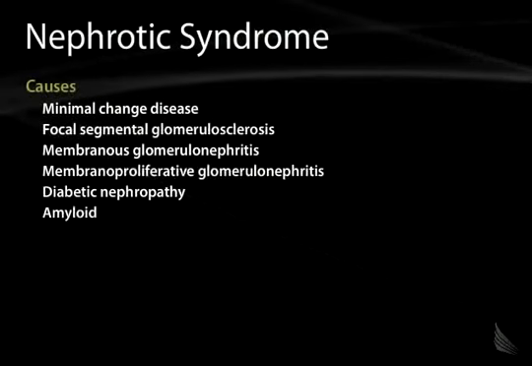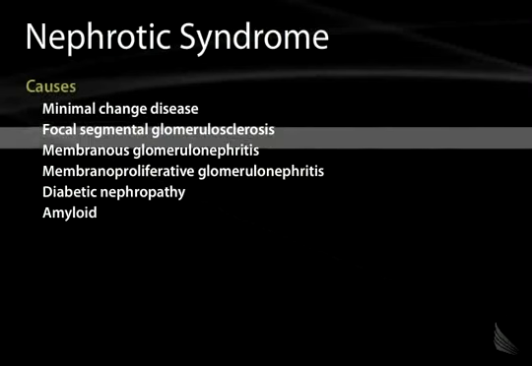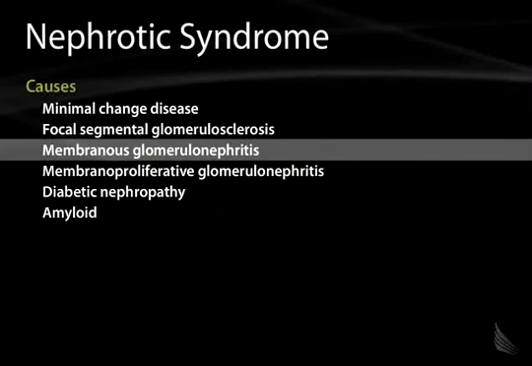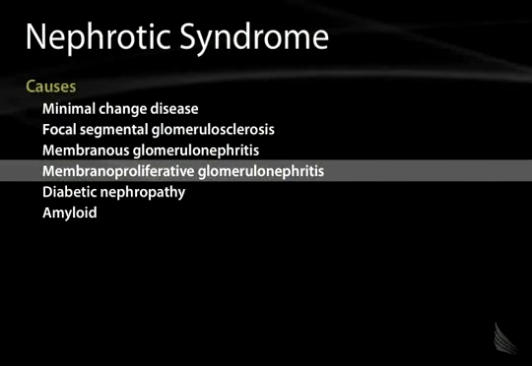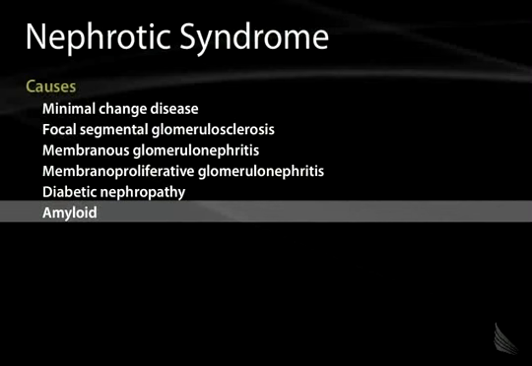Now, there are 6 basic categories of nephrotic syndrome diseases. These are minimal change disease, focal segmental glomerulosclerosis, membranous glomerulonephritis, membranoproliferative glomerulonephritis, diabetic nephropathy, and amyloidosis. We'll consider each of these in turn.